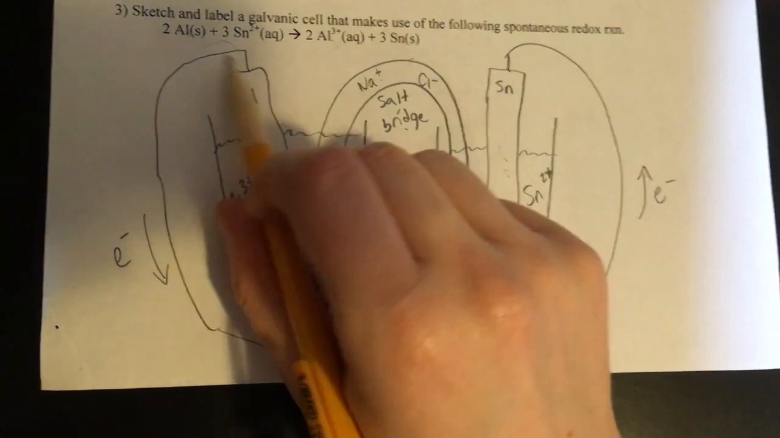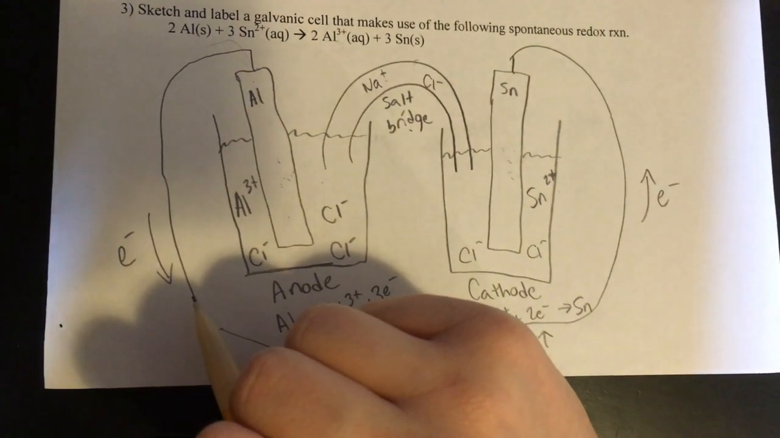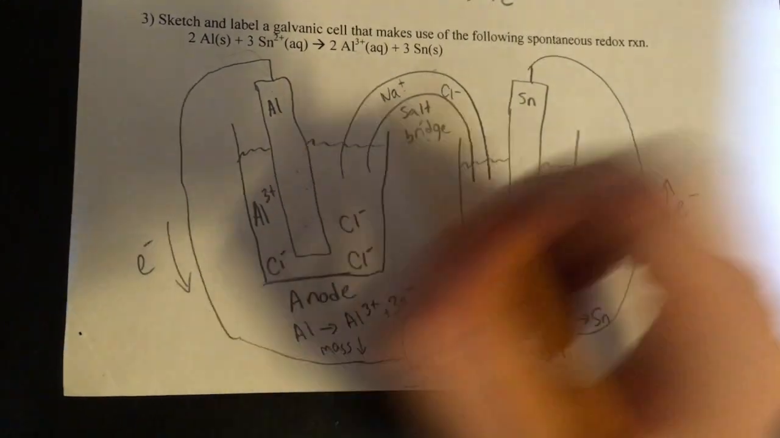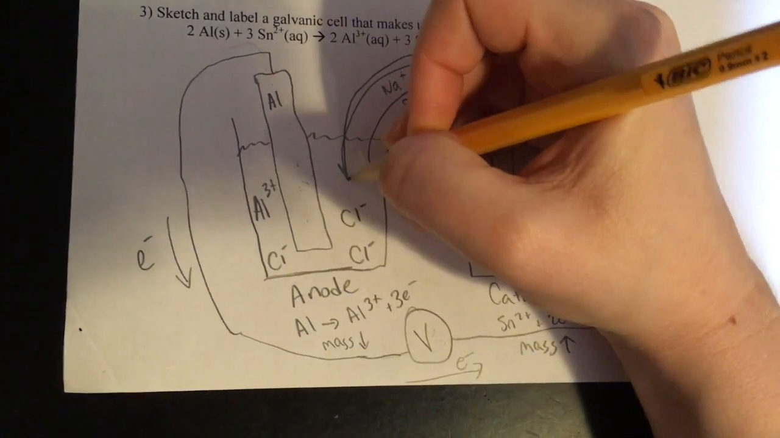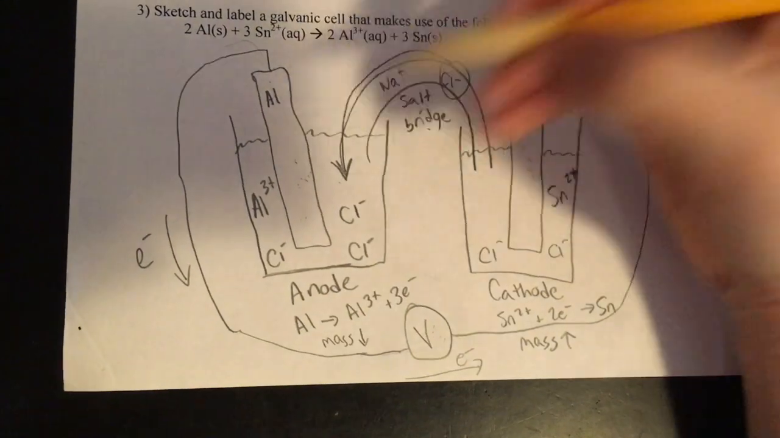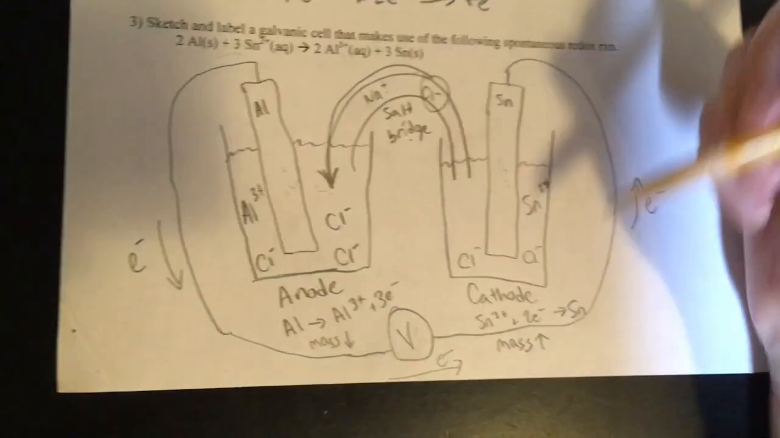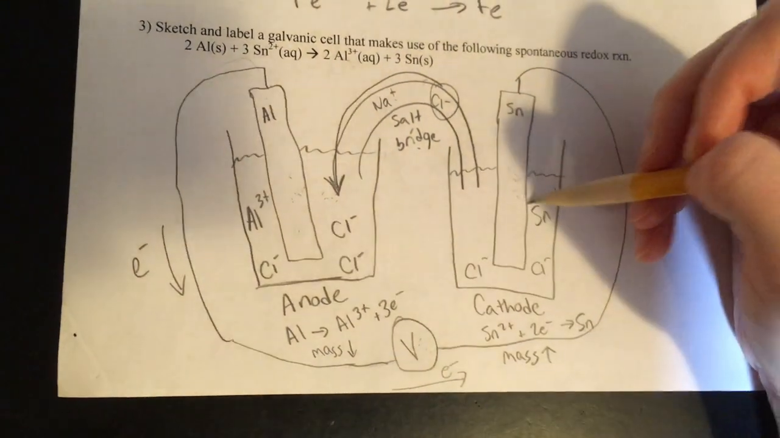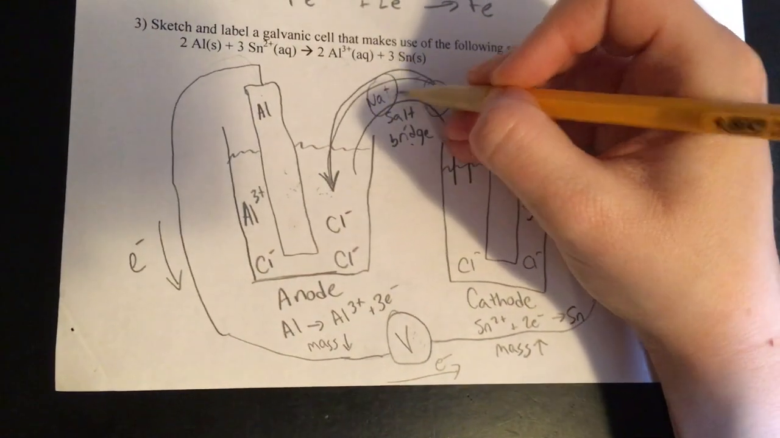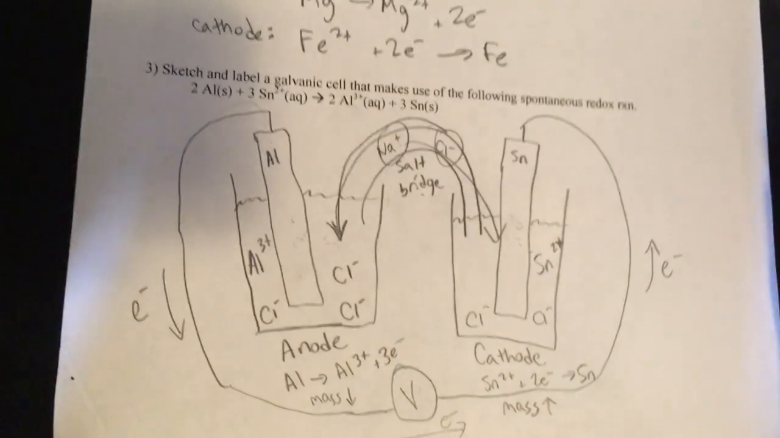Meanwhile, if electrons are leaving this beaker, it would be becoming positively charged. So to balance that out, the negative charge from the salt bridge needs to flow in this direction. So the chloride ions are going to be flowing into this beaker. This beaker is gaining negative electrons. So to balance out that negative charge, the positively charged sodium would have to flow from the salt bridge into this beaker.